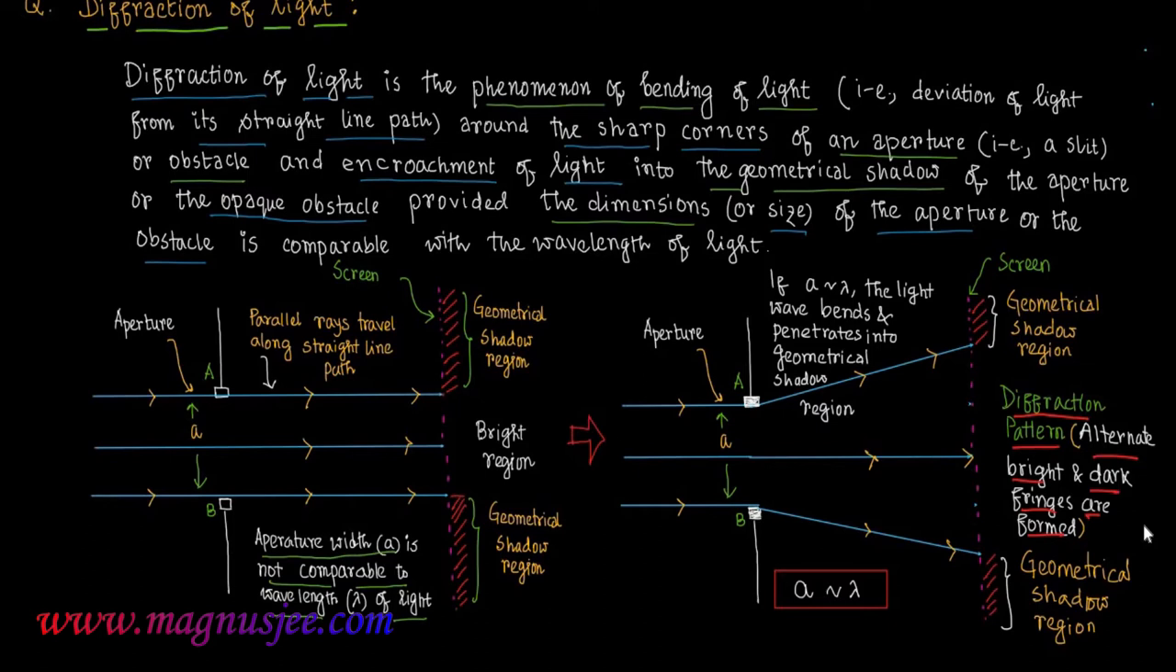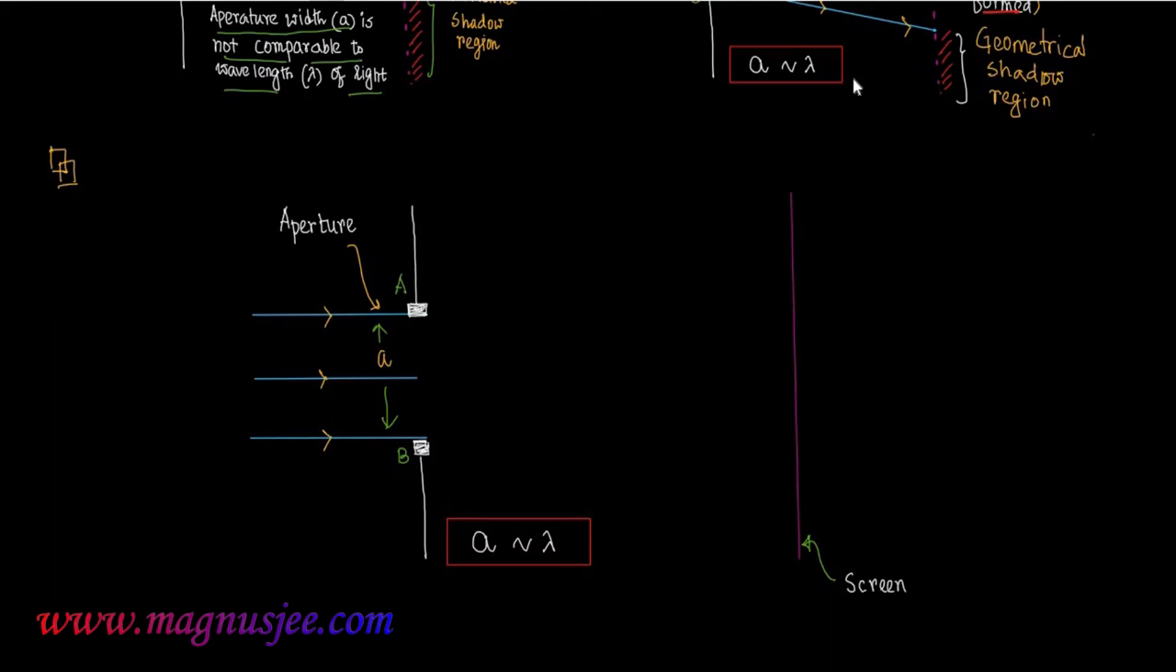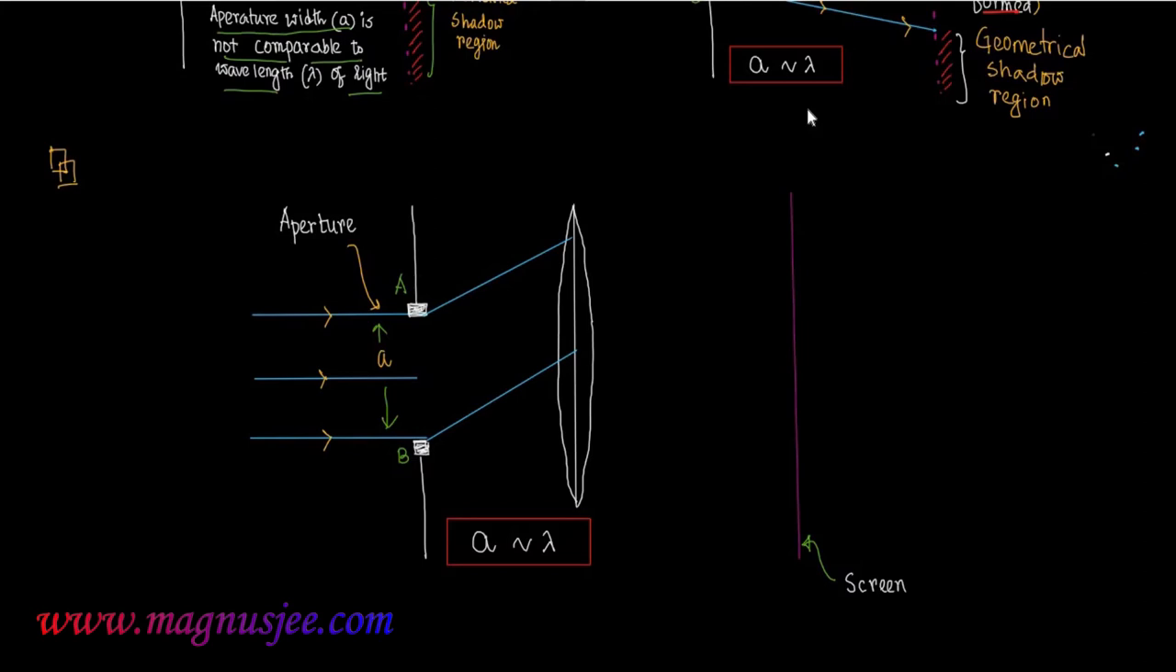That means when secondary wavelets from a plane wave front superimpose on each other, in that case a diffraction pattern will be formed. In the diagram, we have shown a screen which is situated at a particular distance from an aperture AB or narrow slit, and a convex lens is placed in front of the aperture AB. Here we should consider that the aperture width a is comparable to the wavelength of light, and in this case light waves bend at the sharp corners A and B of the aperture, provided a is comparable to lambda.